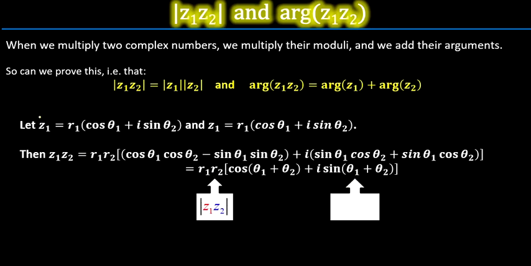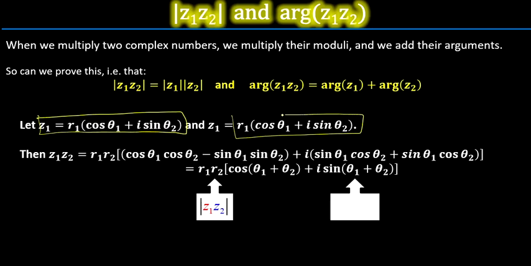Here I have taken one complex number as z1 in the polar form, and the other complex number as z2 in the polar form. I multiplied the two complex numbers, r1 into r2 here, cos theta 1 into cos theta 2.